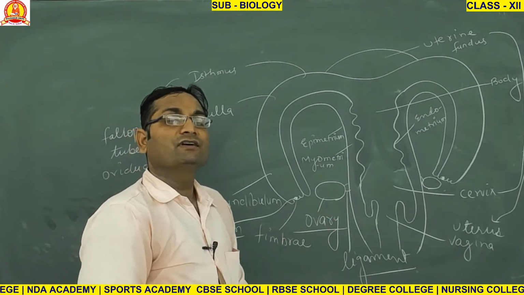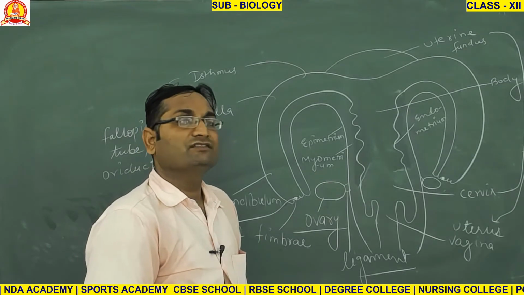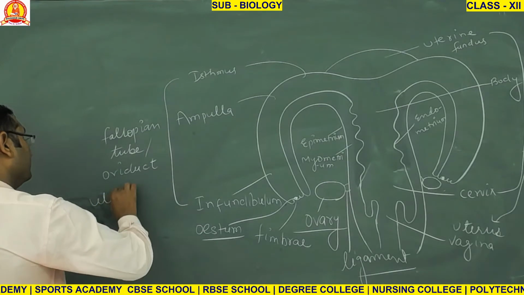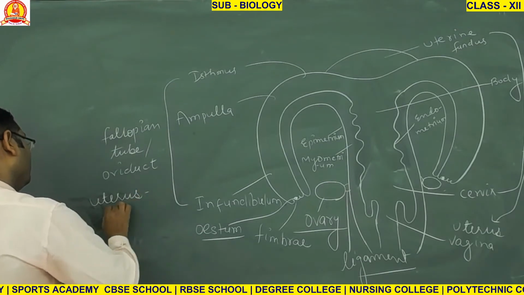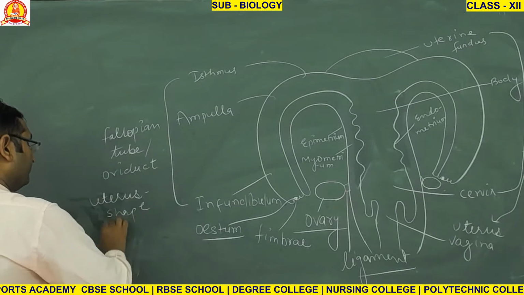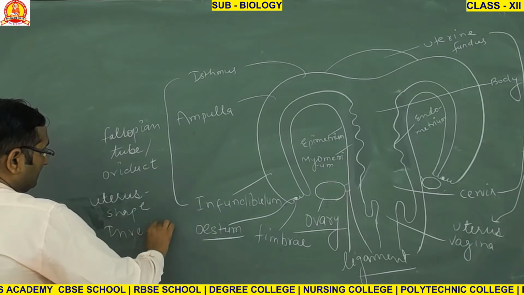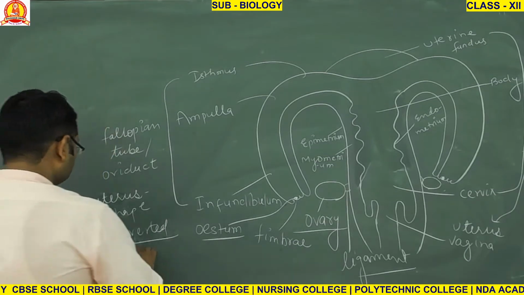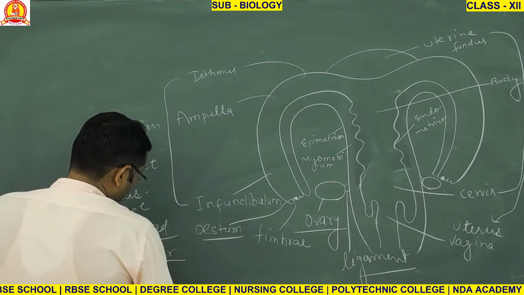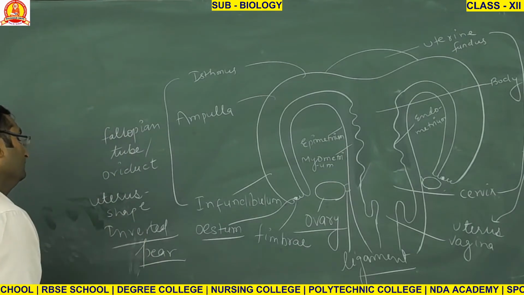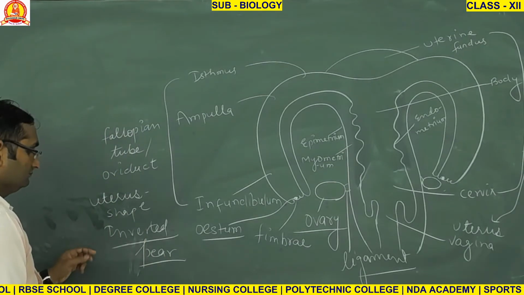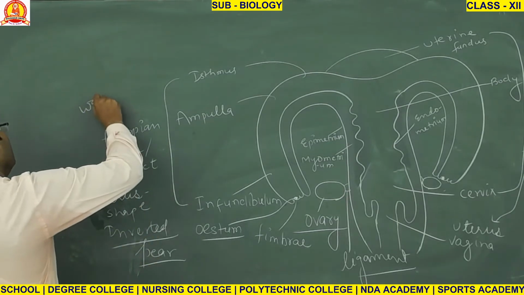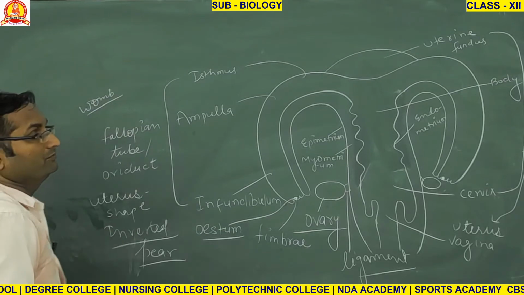The shape of uterus is like an inverted pear. Uterus is also known as womb.